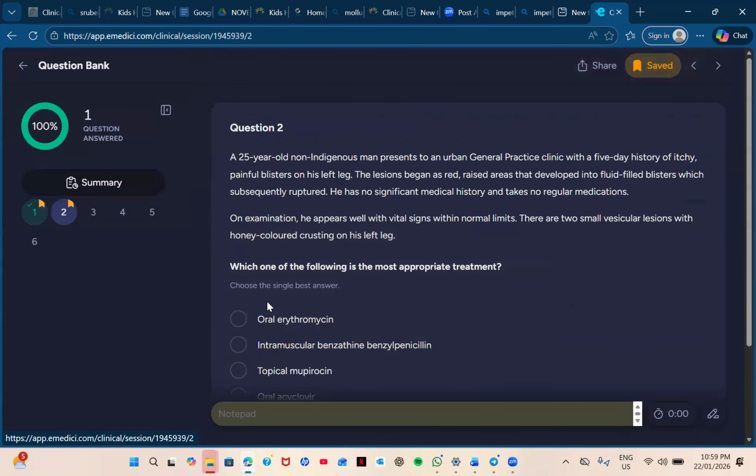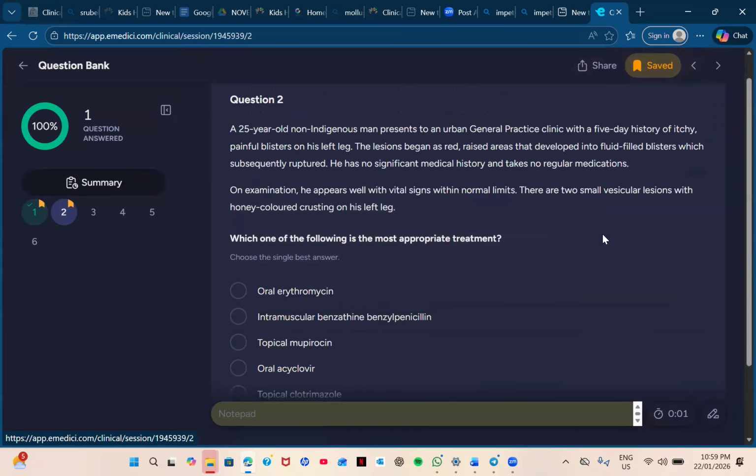Yeah, I'm not taking much time. A 25-year-old non-indigenous man presents to the urban general clinic for 5 days with a history of itchy, painful blisters on his leg. The lesion began as a red raised area that developed into fluid-filled blisters, which subsequently ruptured. He has no significant medical history and takes no regular medications. On examination, he appears well with vital signs within normal limits. There are two small vesicular lesions with honey-colored crust on his leg.